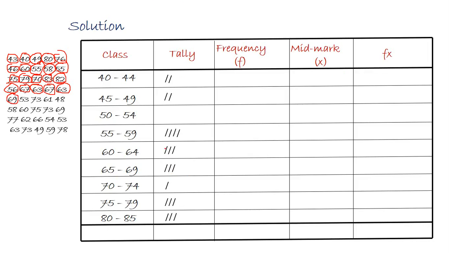And then we have 53, which lies in the class of 50 to 54. 73 lies in the class of 70 to 74. Then we have 61, which lies in the class of 60 to 64. 48 lies in the class of 45 to 49.